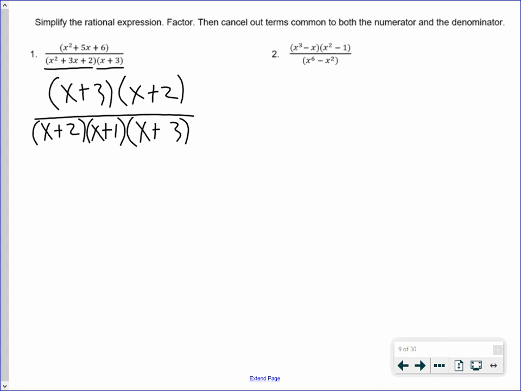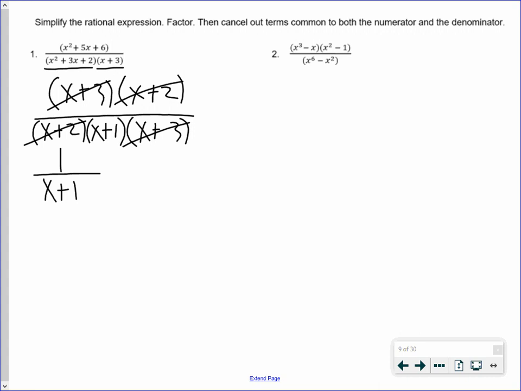So we're trying to simplify it. We're going to see if we can cancel anything out from the top and the bottom. And we see that we have x plus 3 both on the top and the bottom. And we have an x plus 2 on the top and the bottom as well. So when we rewrite this simplified, we have 1 all over x plus 1. So that's our simplified expression of this rational expression.